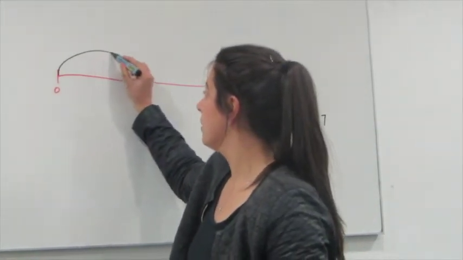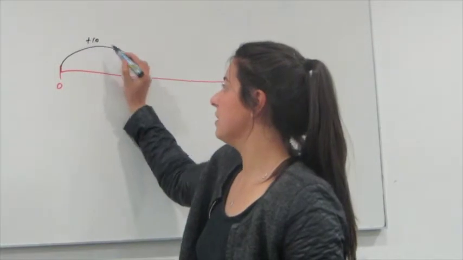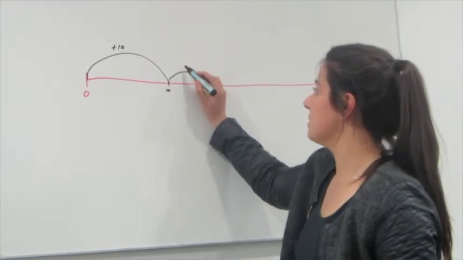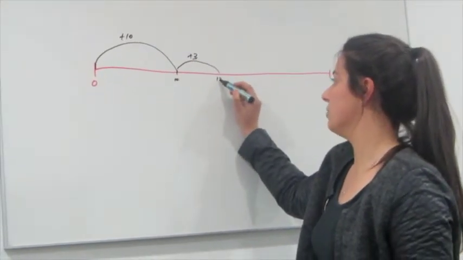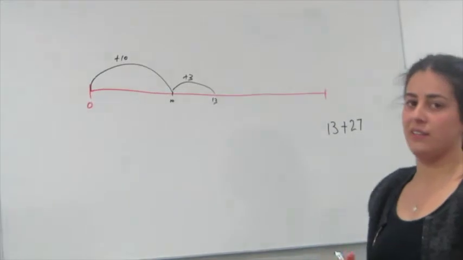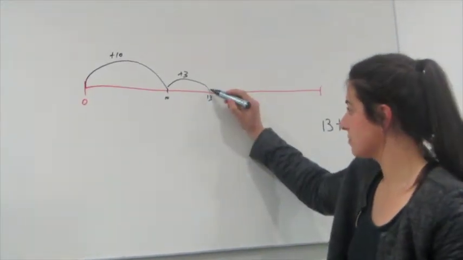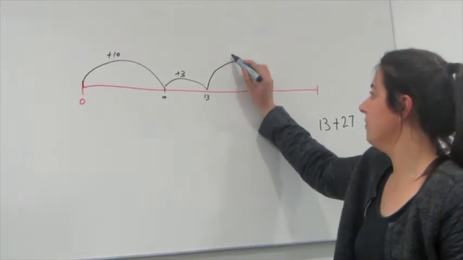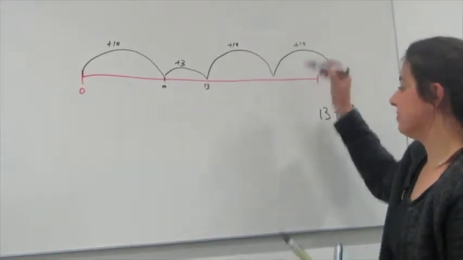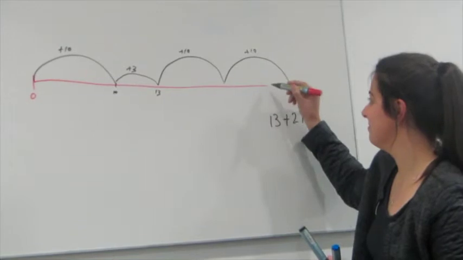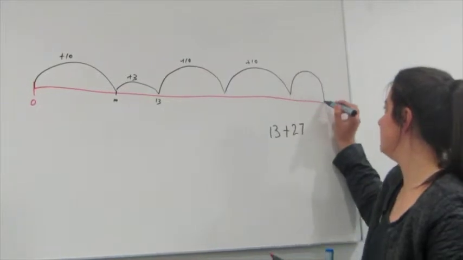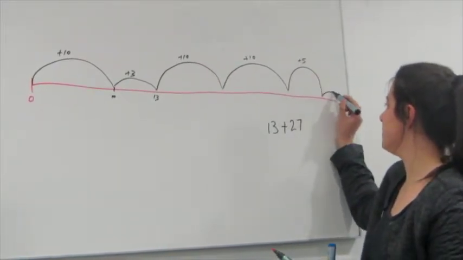So this is going to be moving up 10 spots, so we know that's 10. This is going to be 3, which equals 10 and 3 is 13. We now want to add another 27 and see what it is altogether. So we're going to add another 10, another 10, extending our number line. A 5 and a 2.